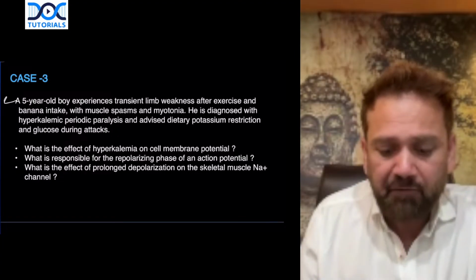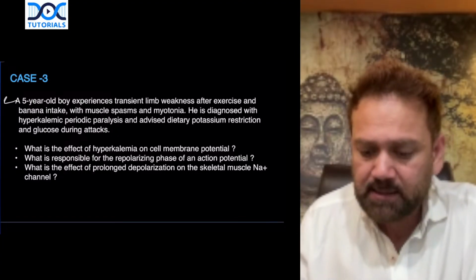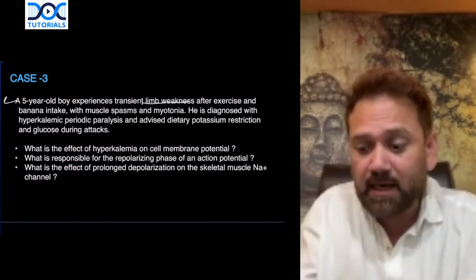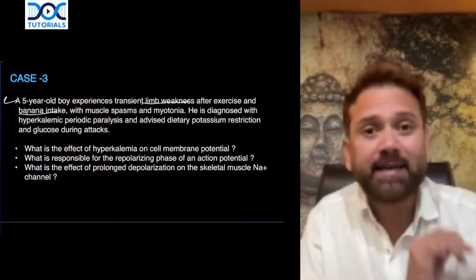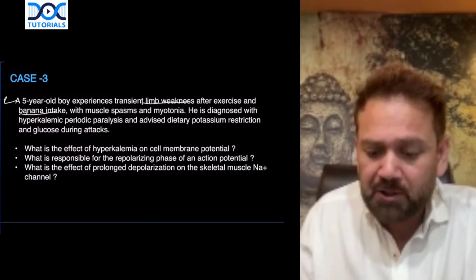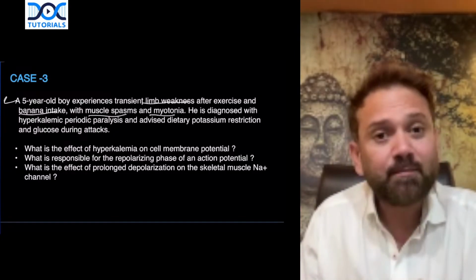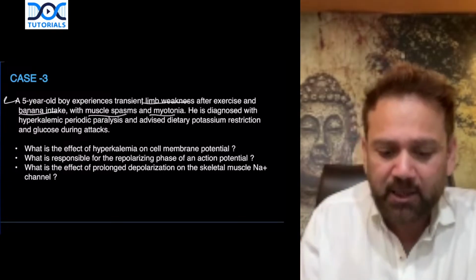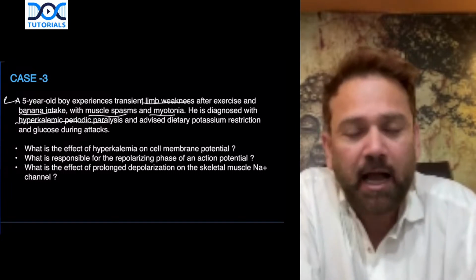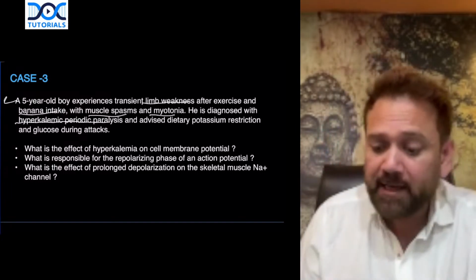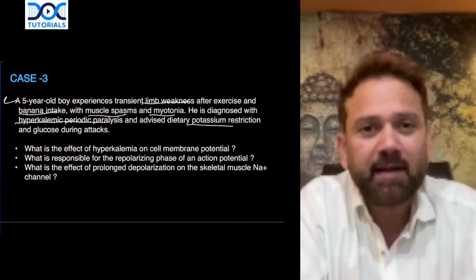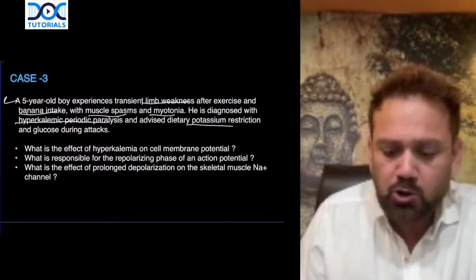Question number 3. A 5-year-old boy experiences transient limb weakness after exercise. After doing exercise, he's feeling weakness with banana intake. Banana means what? Potassium is more. Hyperkalemia. With muscle spasms and myotonia. Now, he is diagnosed with hyperkalemic periodic palsy and advised dietary potassium restriction. So you must not take more potassium like fruit juice and all, and glucose during attacks.